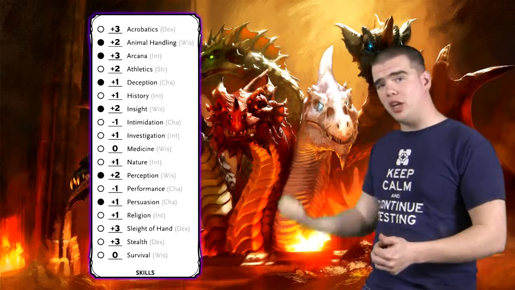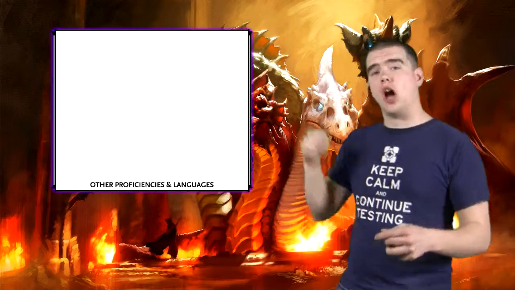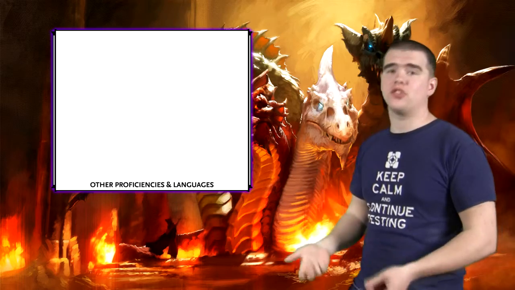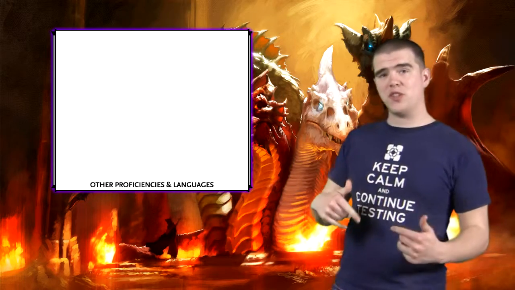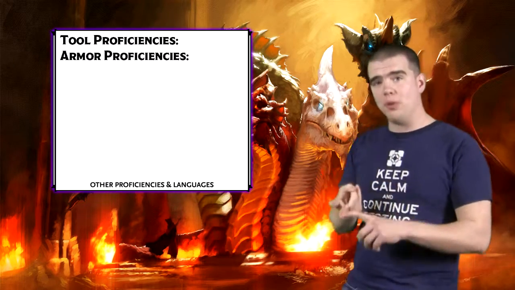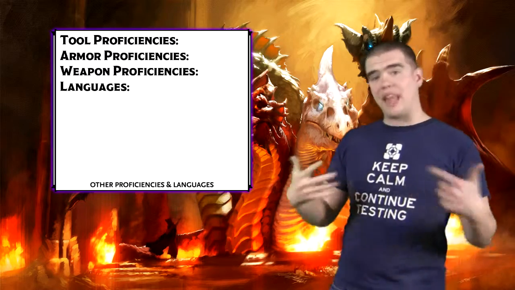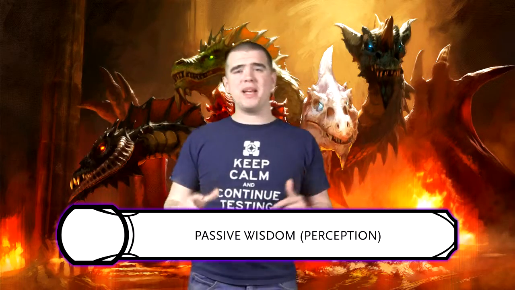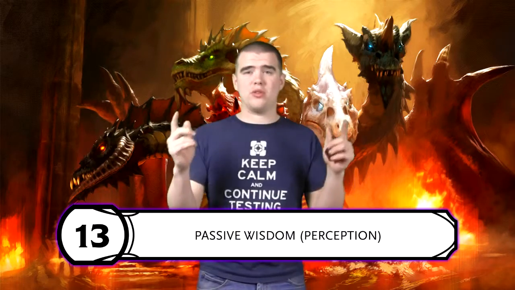Now, once you get past your skill proficiencies, you're going to move on to a box called Other Proficiencies and Languages. Not all your proficiencies go on the skill chart, so you're going to have to write them down here. Those proficiencies are going to be with tools, armor, and weapons. You're also going to put down what languages your character speaks inside this box. Now, right above that box, you're going to see something called Passive Wisdom, Perception. This is basically your character's awareness of the general surroundings.